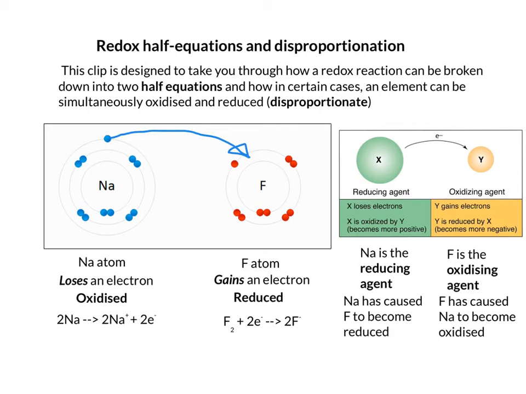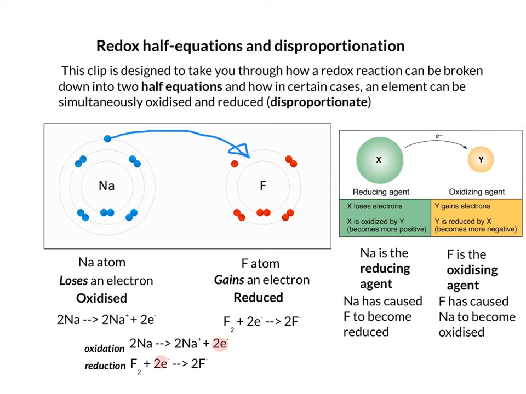So now we've got two half equations. It's an exchange of 2 electrons. So a fluorine molecule, F2, takes 2 electrons from 2 sodium atoms, 1 from each. So we can now combine these two half equations. If you look at the top half equation, the oxidation, and the bottom half equation, which is the reduction, you can see that there's 2 electrons that can be cancelled out.